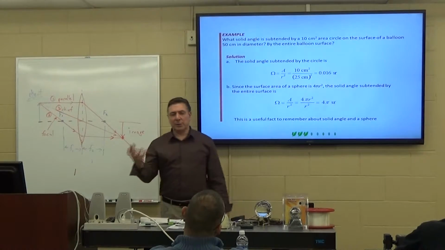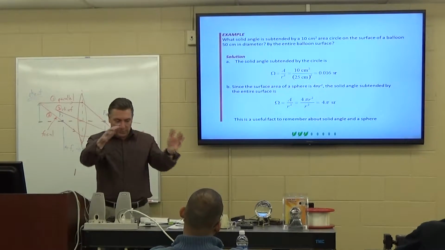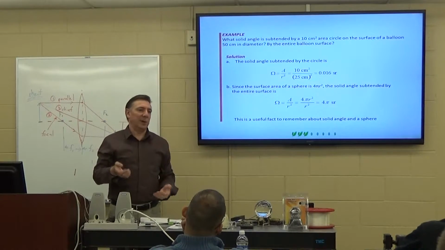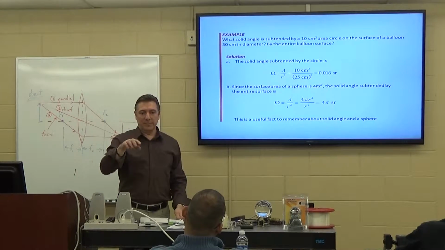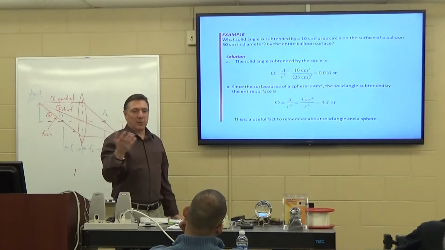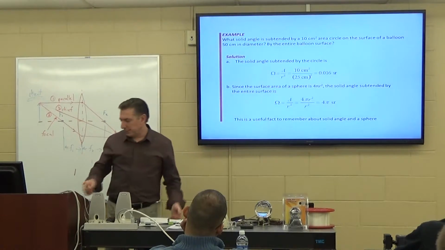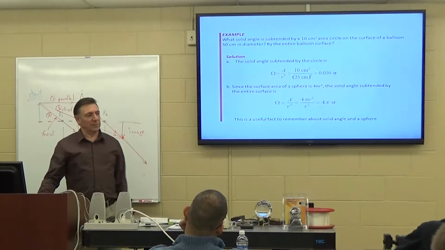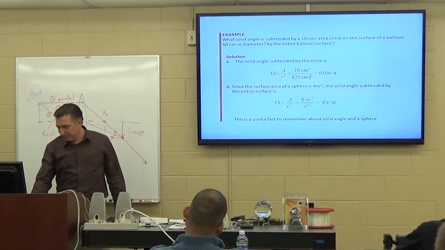So one of the standard units is, if you consider the solid angle, it's kind of like looking at the equation for the surface area of a sphere. The solid angle equation for a sphere is just equal to 4 pi, regardless of the size. 4 pi is 4 times 3.14159.